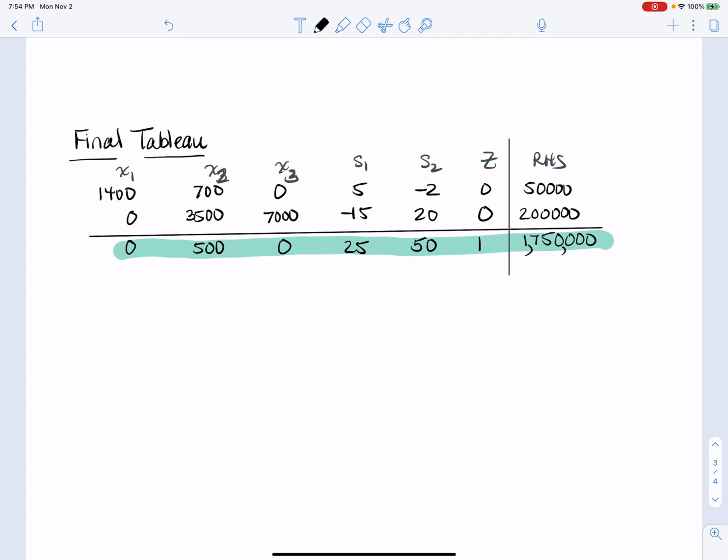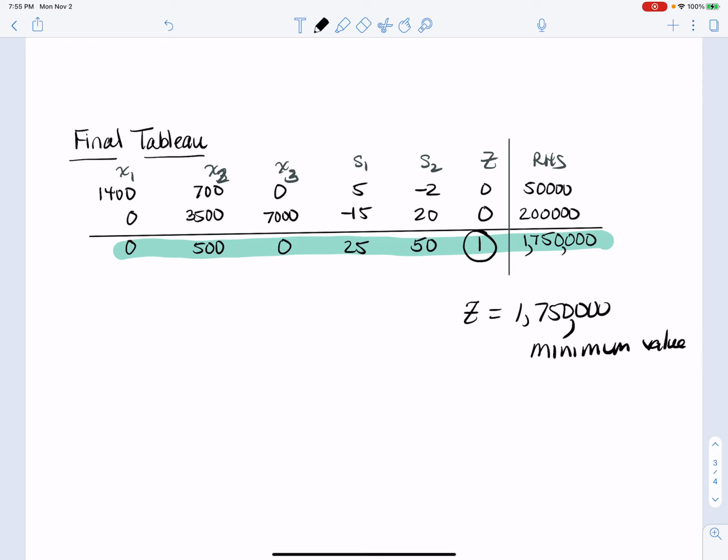So now we just have to write our solution. Now remember, the original problem was a minimization problem. So we don't so much care about what the x's are. We care about what the y's are. So the thing to recognize here is, okay, z here has the coefficient of 1. So this means that z is equal to 1,750,000. And that's the maximum value of our maximization problem, but it's also our minimum value from our minimization problem. That's that law of duality.